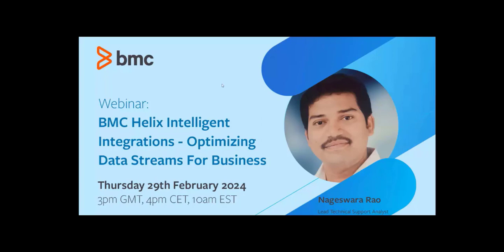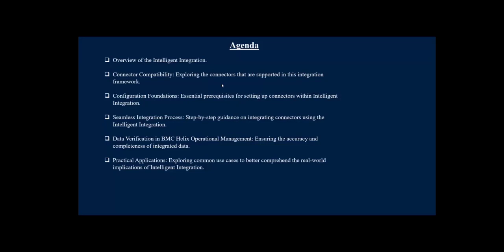So, here is my agenda. Overview of the Intelligent Integration. What are the supported out-of-box connectors within Intelligent Integration? What are the prerequisites to create or configure the connector, such as user and role permissions? How to configure the connector, and then how to review the data in the Helix Operations Management. Then we will discuss two common use cases using the Intelligent Integration.